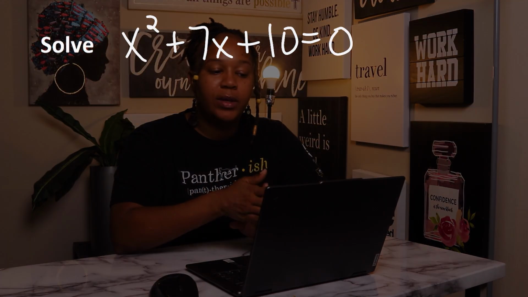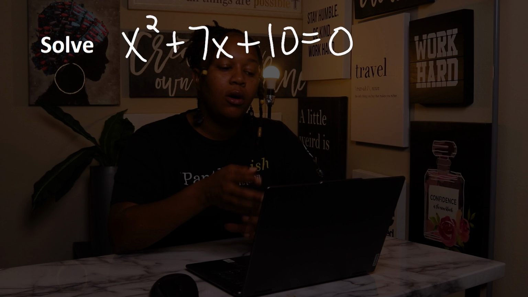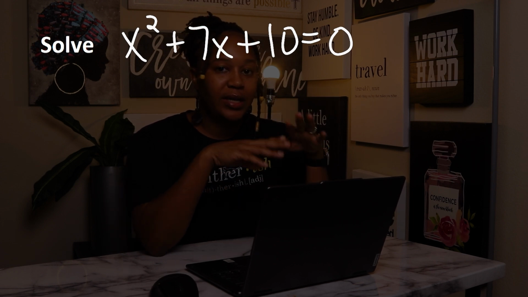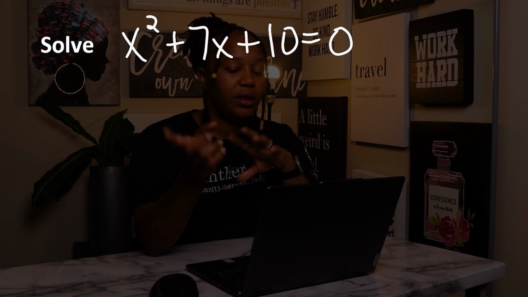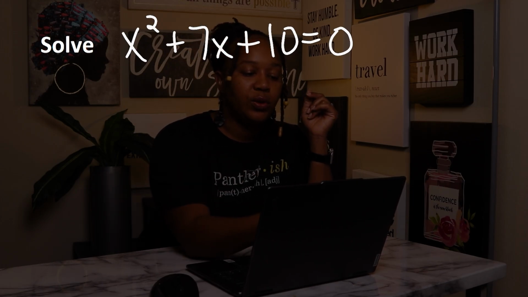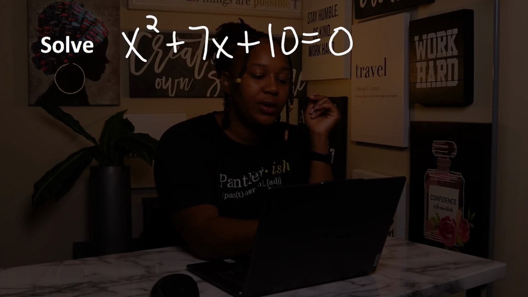Let's look at another example. In this example, we want to solve x squared plus 7x plus 10 equal to 0. As you can see, this is a quadratic equation. There's one variable x, the highest exponent on that variable is 2, and there is an equal sign, which makes it an equation. Now, this is a quadratic on the left side, and I want to factor it.